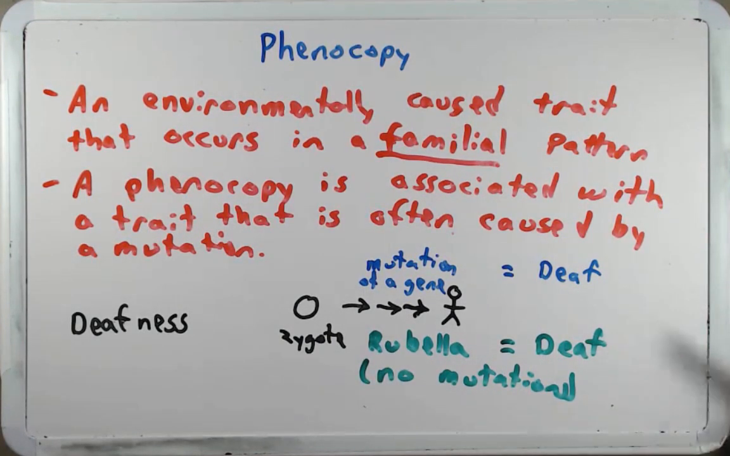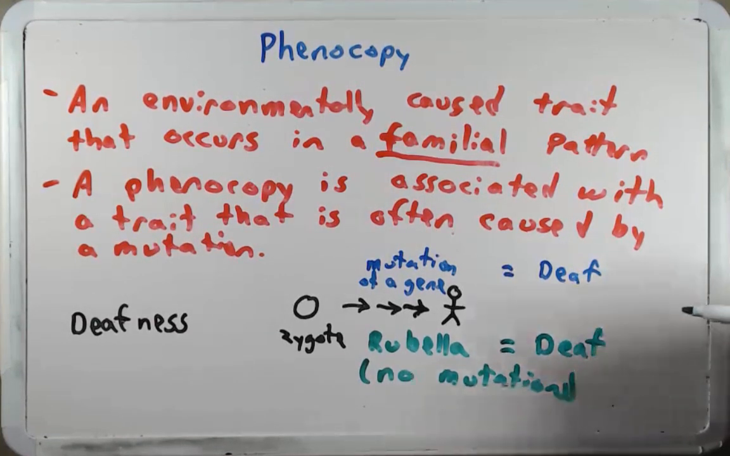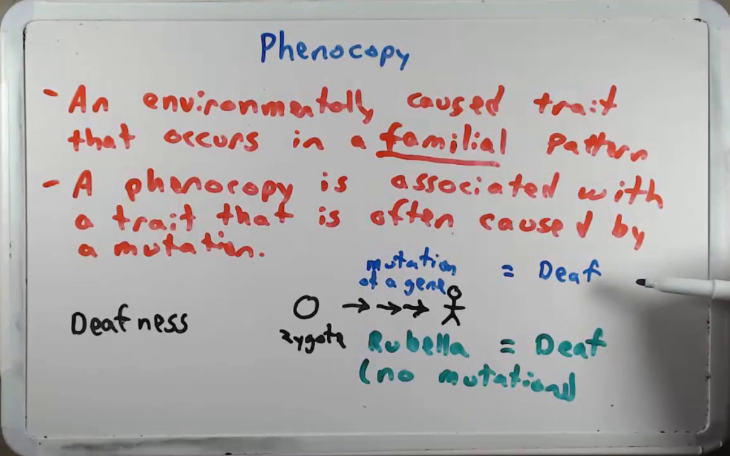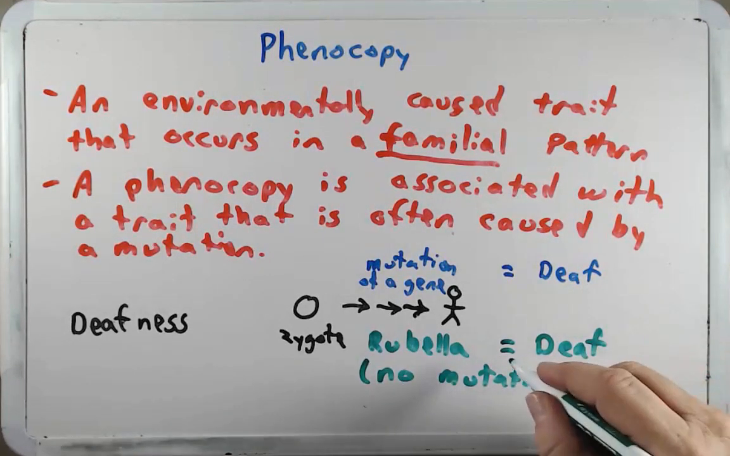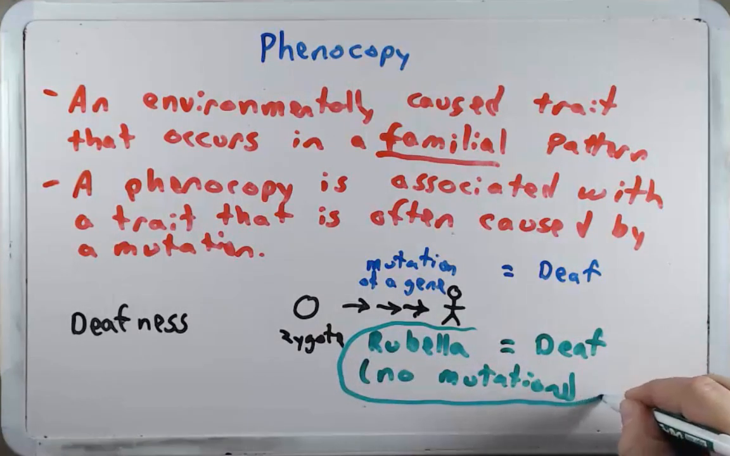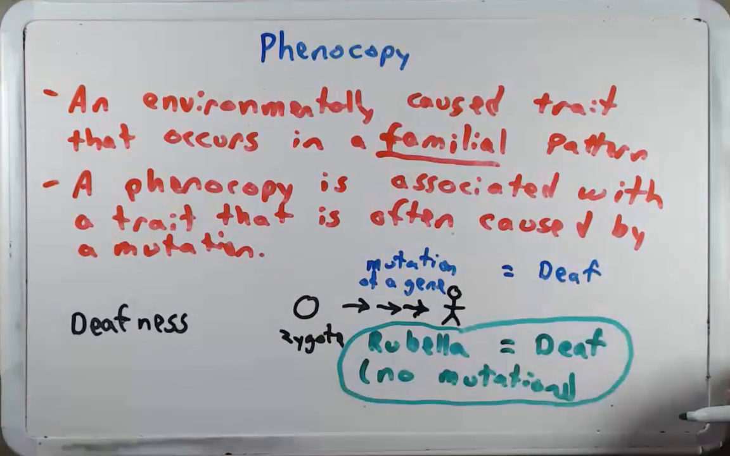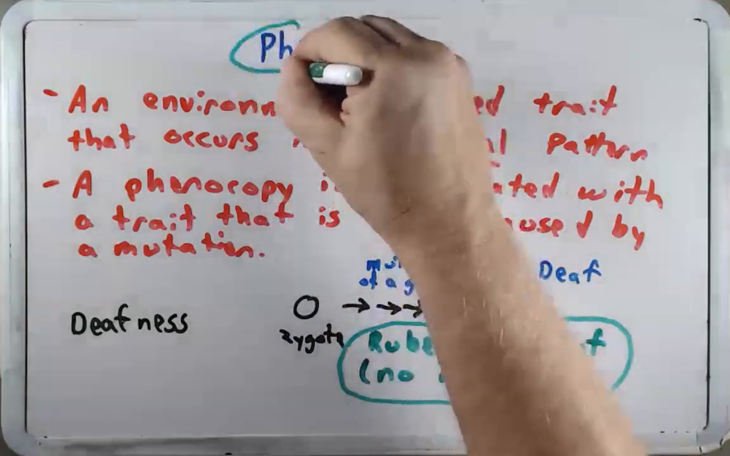So to review phenocopy, a child can be born deaf for several reasons. It can be born deaf because of a mutation to a specific gene or to an environmental effect. And this environmental effect that leads to deafness would be called a phenocopy.